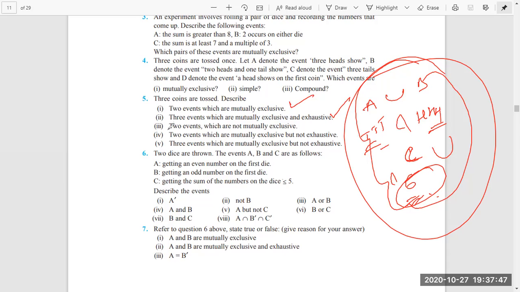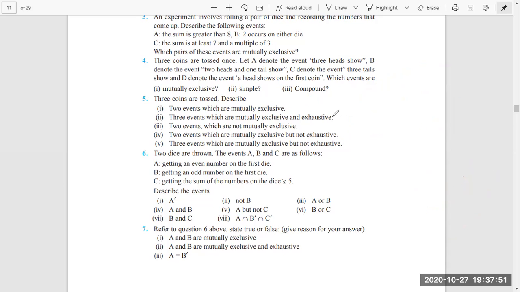Yeah, you are close, but you have to try a bit harder. This is a tough question. So the third one, two events which are not mutually exclusive. You can say anything like getting two heads and getting three heads, or getting at least one head and getting at least two heads. They are not mutually exclusive.